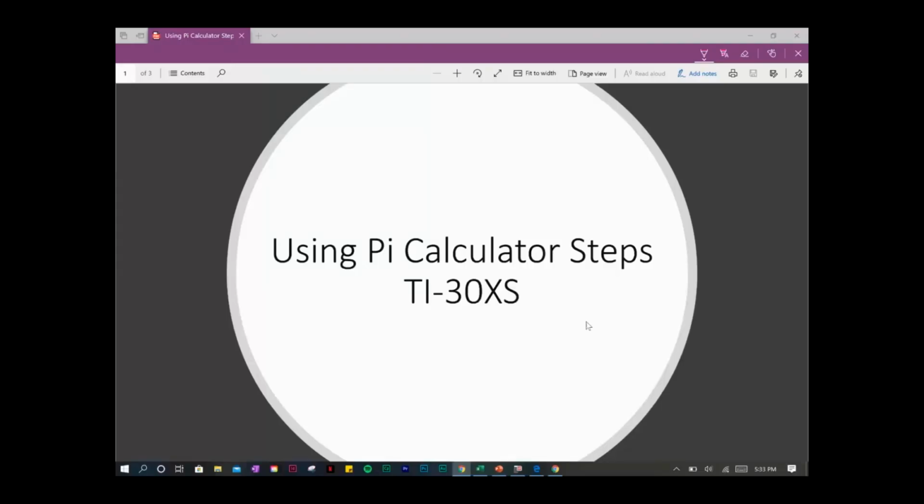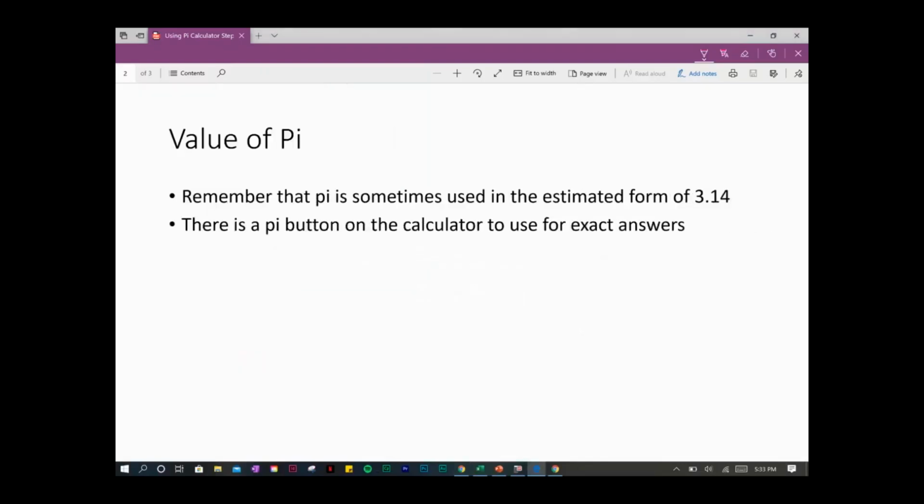We're going to go over how to use the pi button on the TI-30XS calculator today. Remember that pi is sometimes used in the estimated form of 3.14, so make sure when you're solving problems you read the directions. If it tells you to use that estimated form of 3.14, make sure that you're using that 3.14 value when you type in your calculation instead of using the pi button.